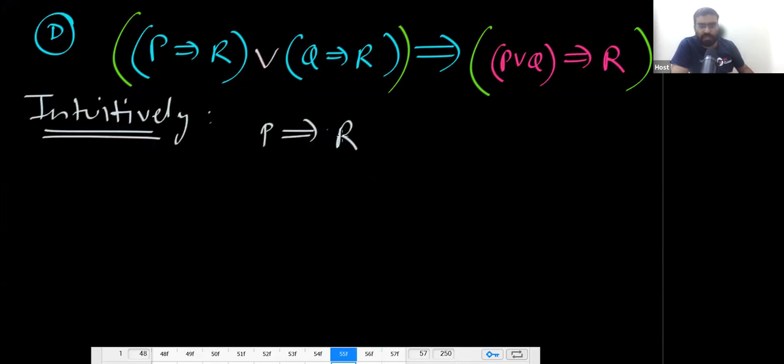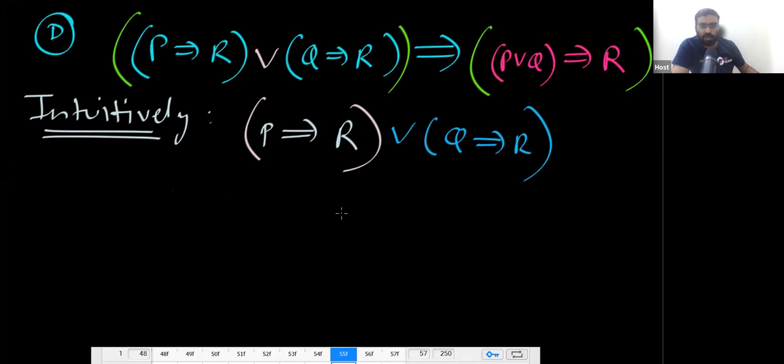So the question is saying that either P will imply R or Q will imply R. One of them will definitely happen, so you can assume that this can happen. Do you agree? One of them will definitely happen: either P implies R or Q implies R. So let me assume this happens.